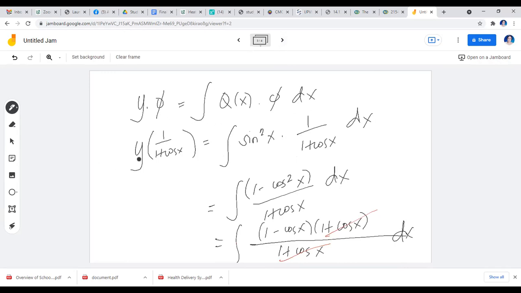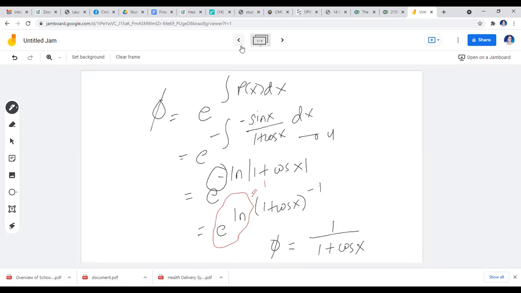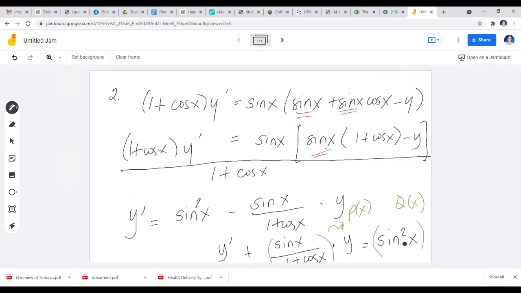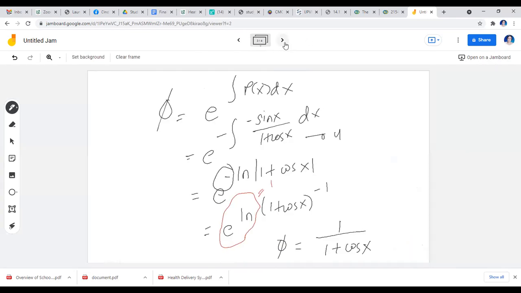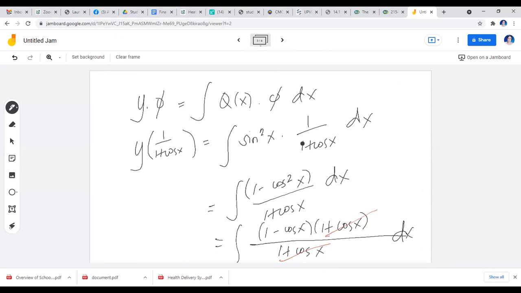Your unknown function times the phi on the left side should be equated to the product of the Q of x, which is actually the sine squared of x here, and the phi again. So actually, in just one example, you did a lot of recall of the previous techniques and principles learned in mathematics.